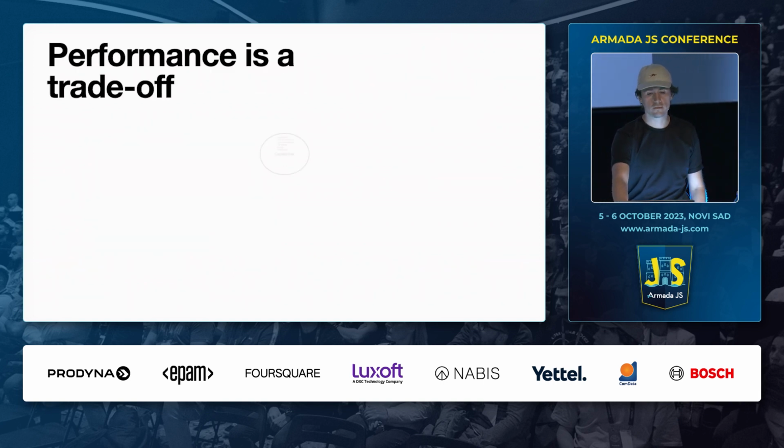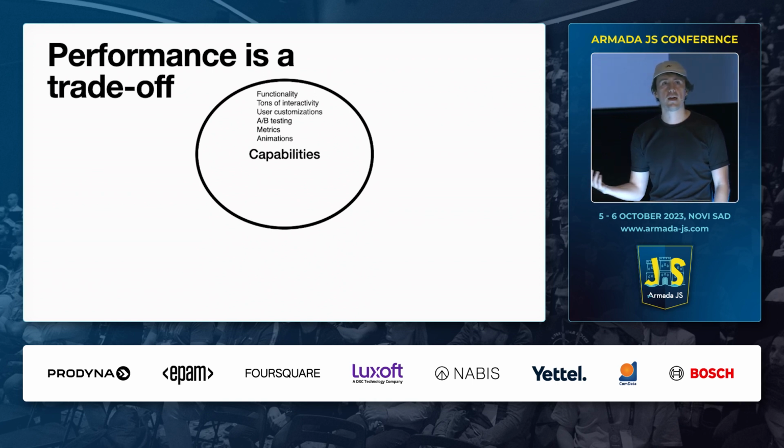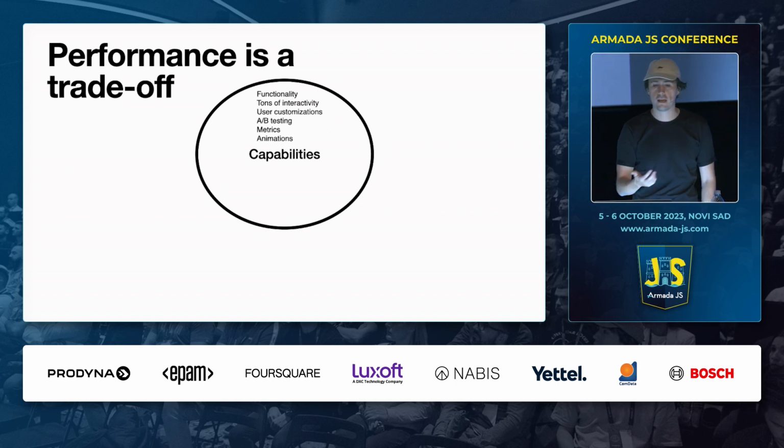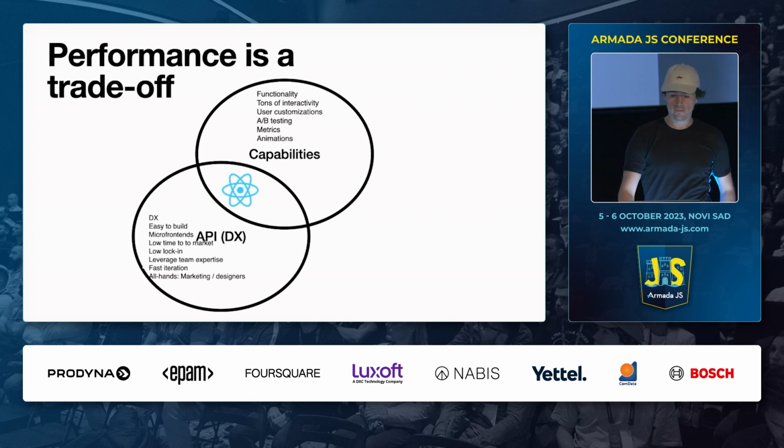Performance is a trade-off. You are building an application and you need a lot of things. The things might come from many stakeholders, right? It can be your boss, it can be the CEO, it can be the marketing department. You need A/B testing, metrics, animations, functionality, 100 million things. Then another constraint, you want to have a nice API. You want to choose something that you enjoy. So maybe it can be React, but it can be any other thing. It can be Vue, it can be Angular, whatever you like. Pretty much all the frameworks will live in this intersection.